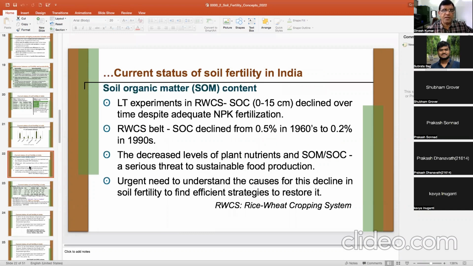Now see organic matter. Organic matter is also a very important part of soil fertility. Normally a soil under tropical conditions should ideally have at least 2% soil organic matter. Long-term experiments in rice-wheat cropping system estimated soil organic carbon. SOC means soil organic carbon. If you want to convert soil organic carbon to soil organic matter, you can multiply by a factor.